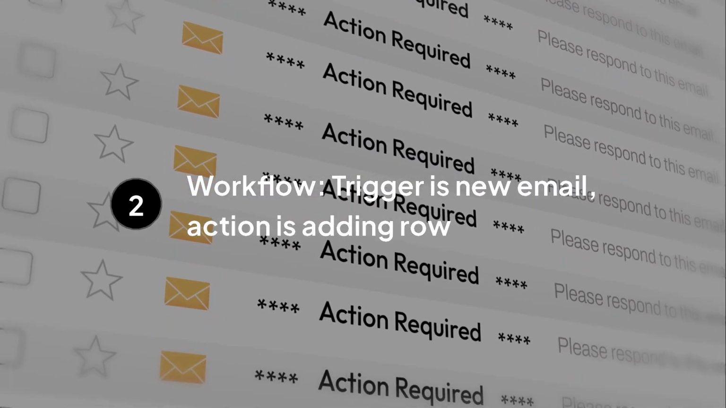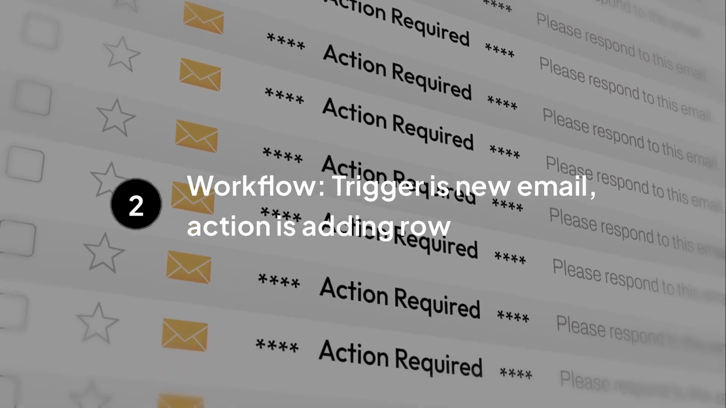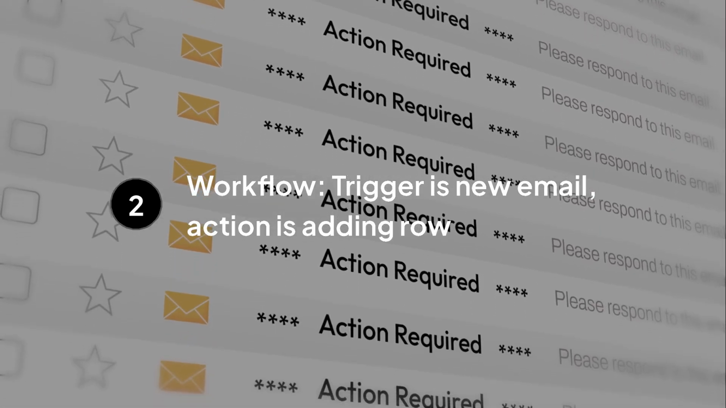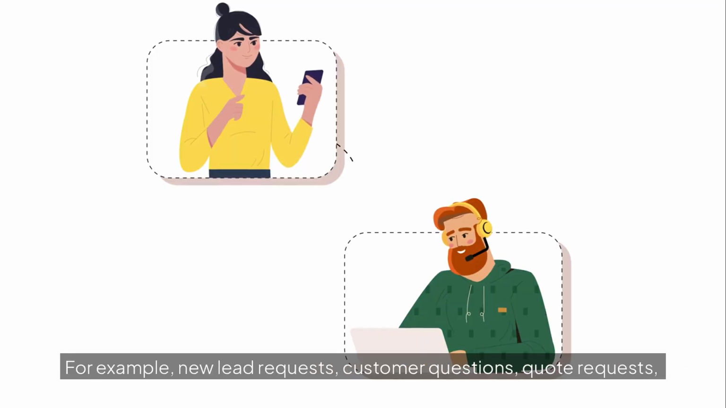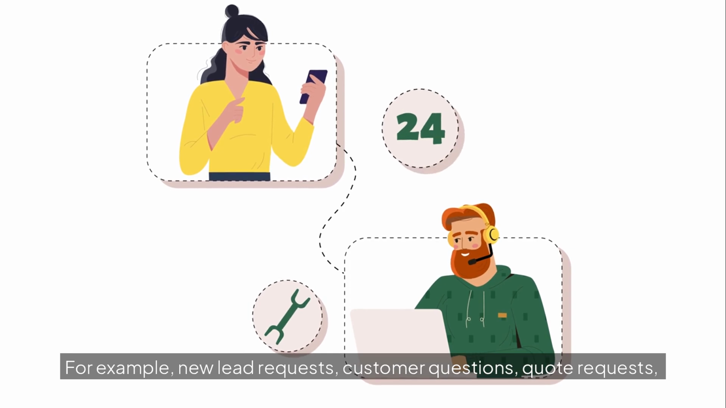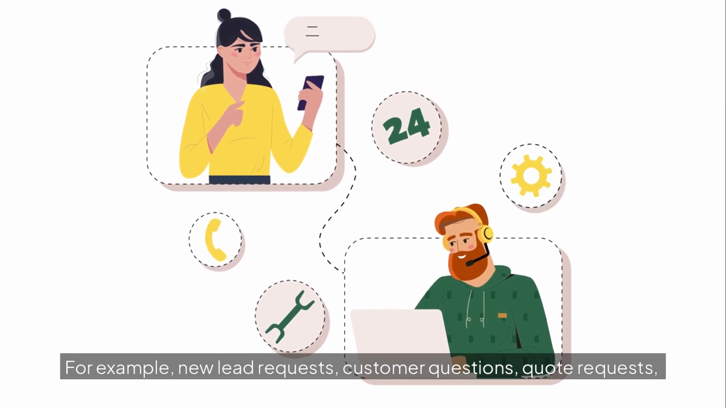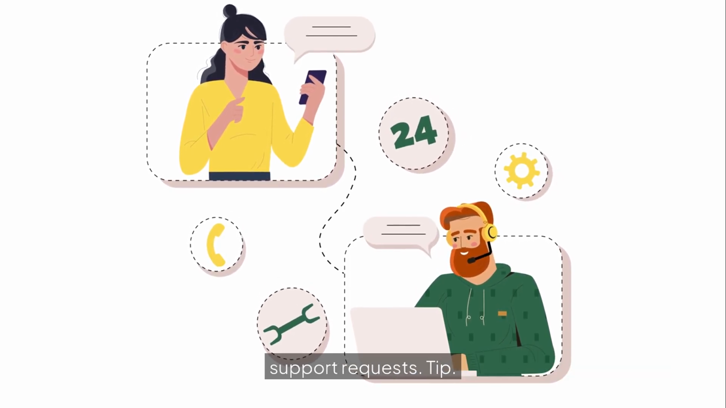For this example, the workflow is: Trigger. A new email arrives in Gmail. Action. A row is added to a Google Sheet. This is useful when you want a lightweight log. For example, new lead requests, customer questions, quote requests, support requests.